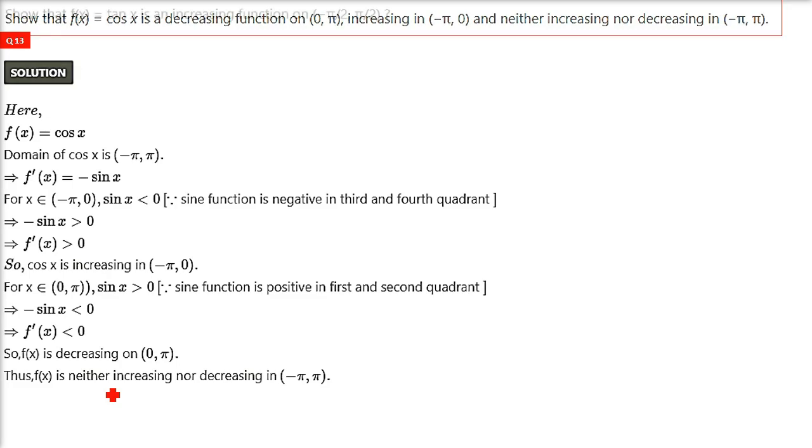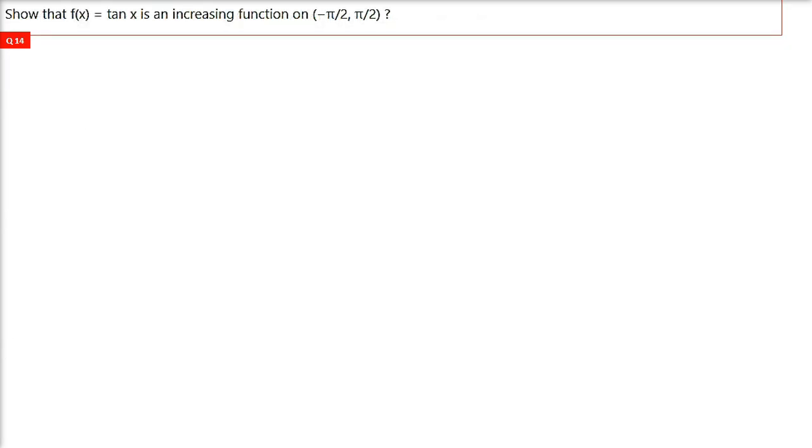Show that f x equals tan x is an increasing function on negative pi by 2 to pi by 2. So in order to show increasing, the differentiation should be greater than 0 in this negative pi by 2 to pi by 2. This is the first thing. I am saying that tan x is there. We will just differentiate it. So differentiation of tan x is sec square x.